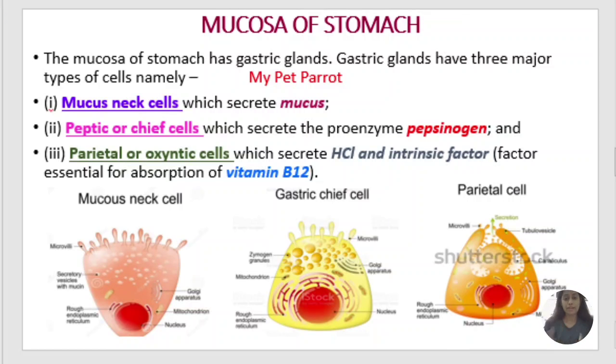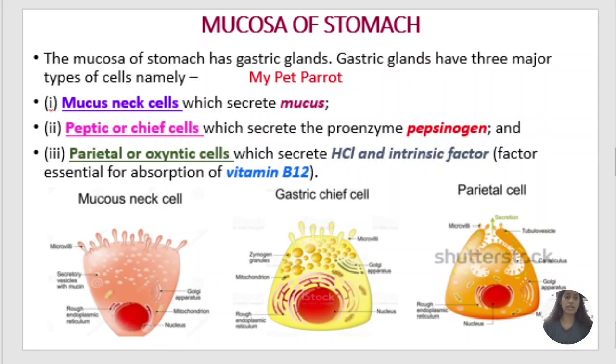Now, MY PET PARROT. M stands for mucous neck cells. P in the PET stands for peptic or chief cells. P in the PARROT stands for parietal or oxyntic cells. Now you have to remember it like this, MY PET PARROT. These three cells you have to remember, which are in the mucosa of the stomach and have gastric glands. So gastric glands have three major types of cells and you have to remember them by MY PET PARROT.